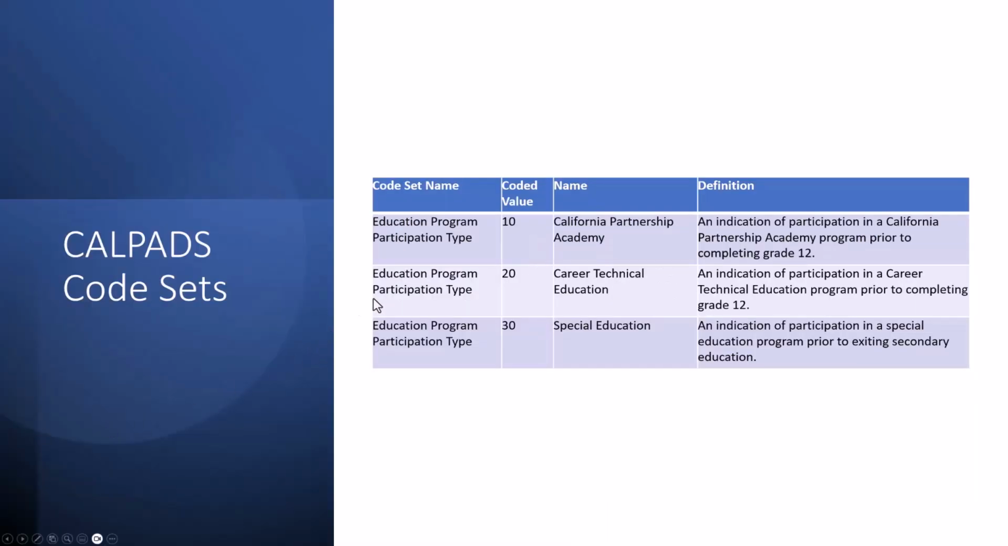In the error list, you saw a reference to education program type code 20. That's in the PSTS record. It identifies students who are CTE completers and have post-secondary outcomes. And so you see in the definition, it says that an indication of a participation in career technical education program prior to completing the 12th grade. So it's just identifying the survey is for a CTE completer.